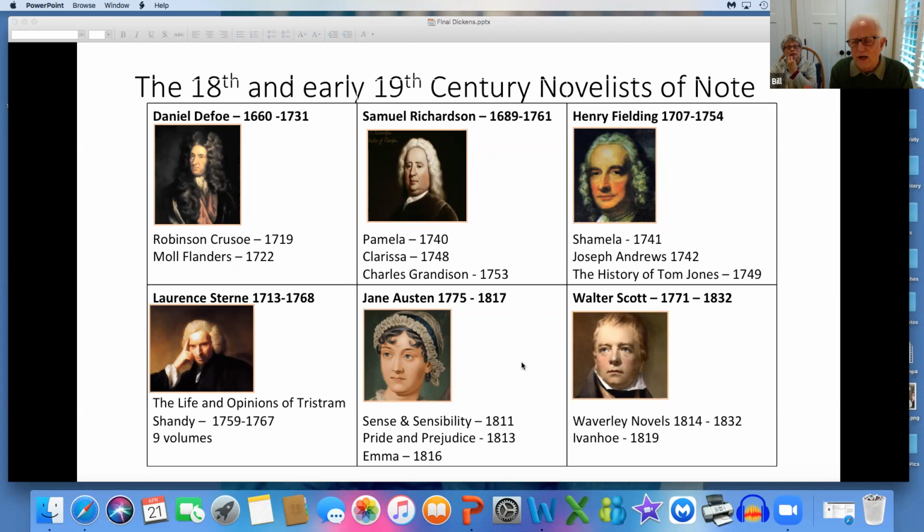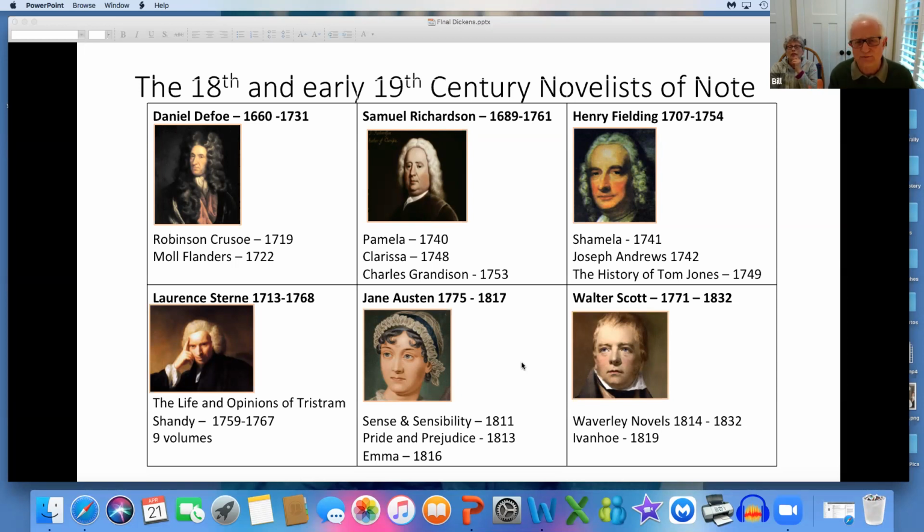Each of these writers, each of these men, and Jane Austen, they all have terrific stories behind them. And I'd love to have the chance to tell you some of these stories, but there just isn't time. For instance, Henry Fielding, look at his book, Shamela, in 1741. What a strange name. Why would he pick Shamela? Because he hated Samuel Richardson, whose first book was Pamela.